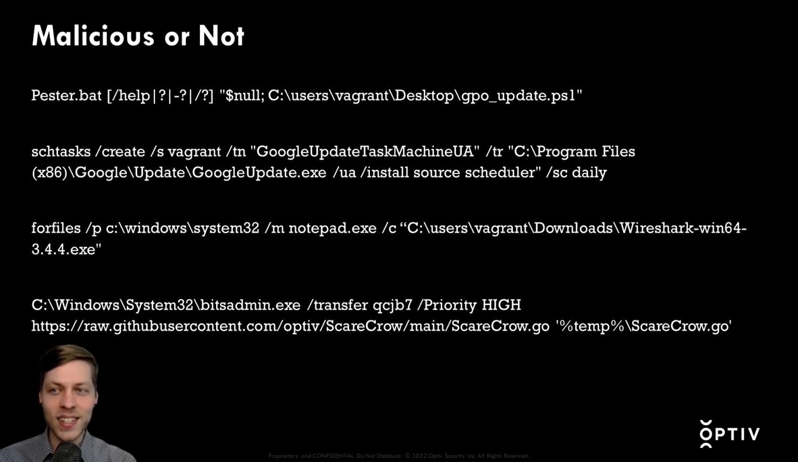And the last one on there is bits admin. Really cool functionality in that one. You can download tools, bring them into the environment with bits admin. You can also execute payloads with it. And in this case, it's using bits admin to go out to the Optiv GitHub, grab the Scarecrow files, and drop them in a temp directory. I would say this one is malicious, but I also wouldn't expect a threat actor to grab a .go file and drop it to disk.